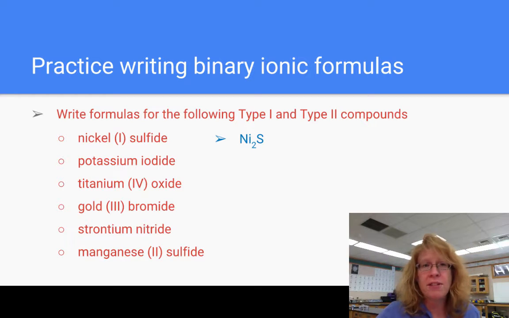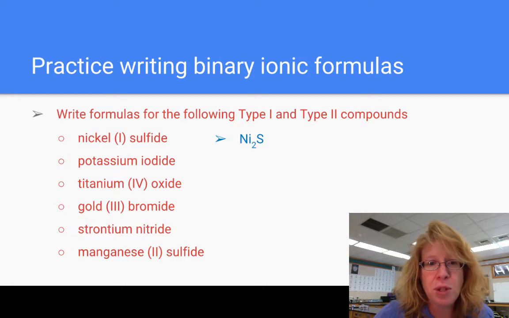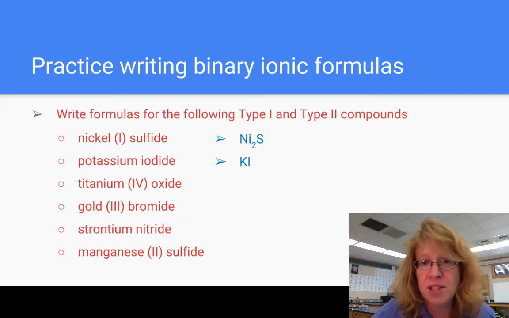So nickel 1 sulfide is Ni2S. You need to have 2 of the charge 1 nickels. God, I can't even speak today. 2 of the 1+ nickels to balance out the 2- from the sulfur. Potassium iodide is KI. It's just a type 1 compound. Potassium is 1+, iodine's 1-.